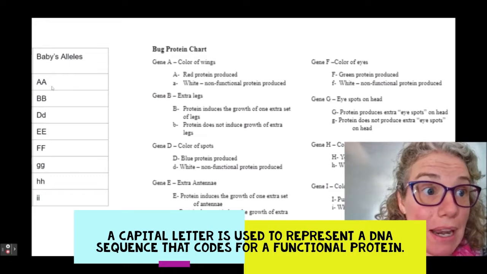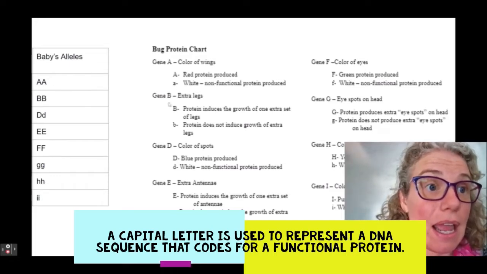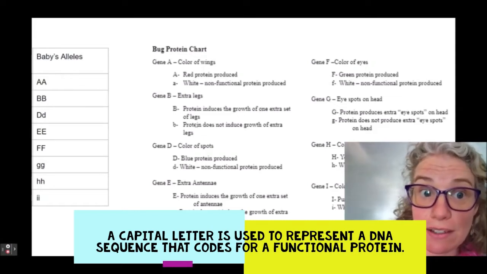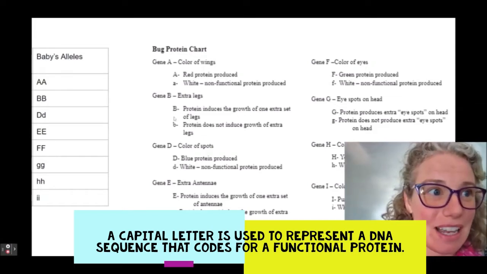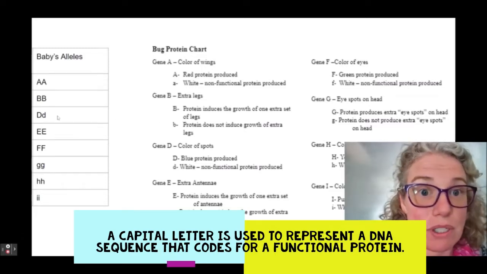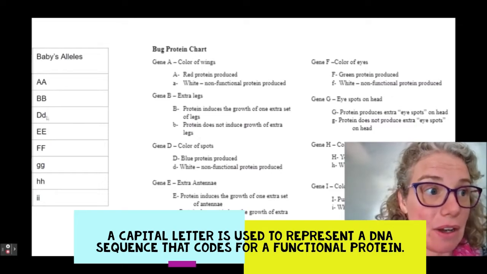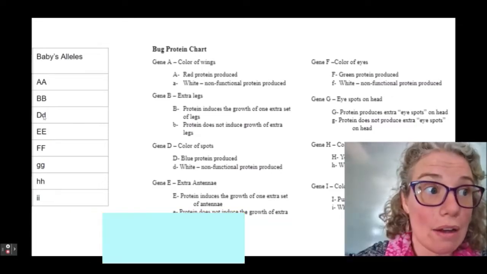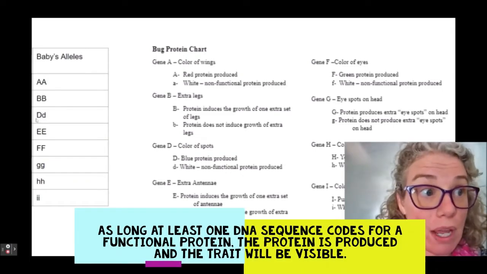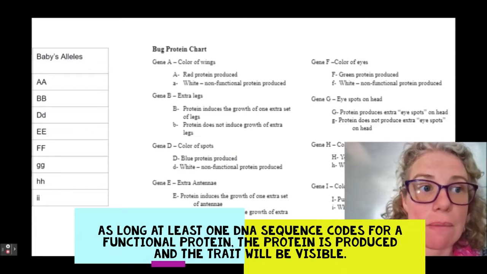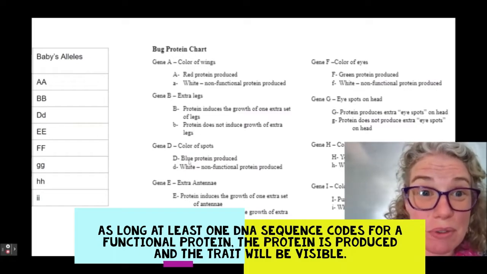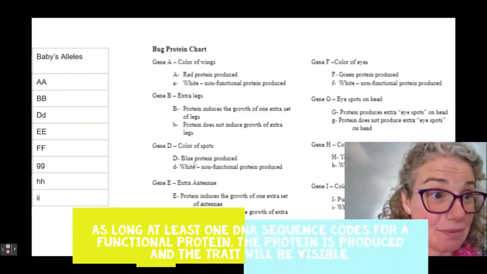So far we're gonna have red wings, and oh, look at this. We've got a protein that induces the growth of one extra set of legs. So we're going to, in this case, say that the DNA sequence caused the baby to now have 8 legs instead of 6, which is standard for ladybugs. This is interesting. Here we have one functional protein and one broken protein. And as long as you have one functional protein, that means that protein will still be produced by the baby. So that means, cool, we're going to have some blue spots on our ladybug.